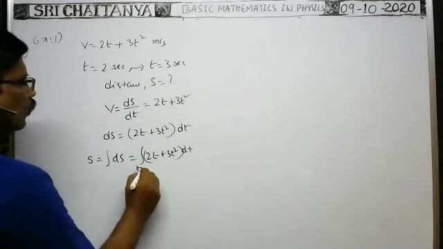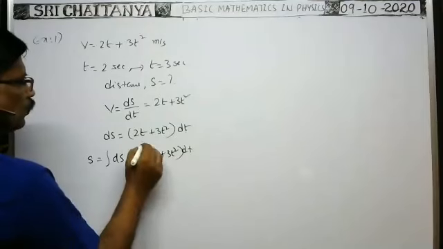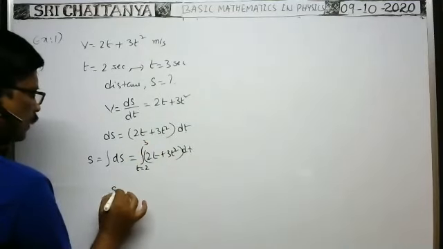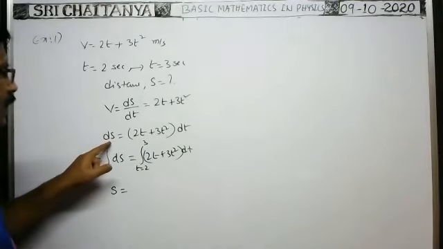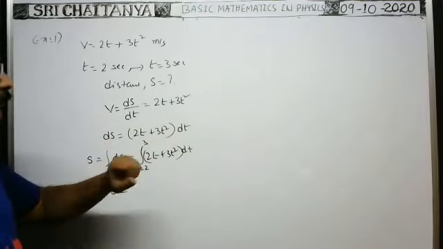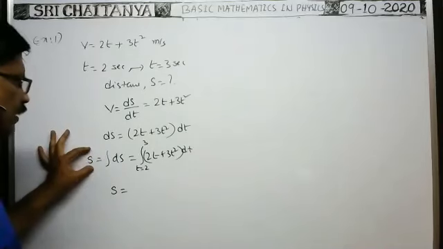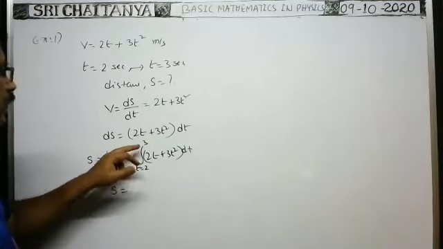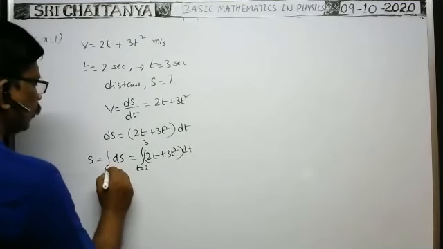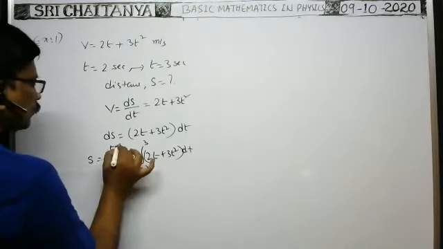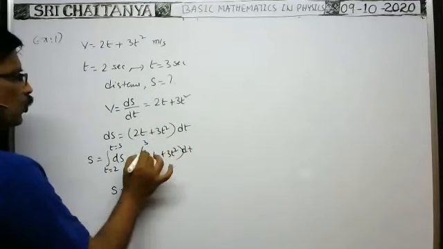Limits t is equal to 2 to 3 కదా, 2 to 3 seconds time. So s is the distance traveled in a small interval of time dt. Total distance traveled in a time interval from 2 to 3 seconds means integral ds, limits t is equal to 2 to t is equal to 3. ds means this one, limits 2 to 3.